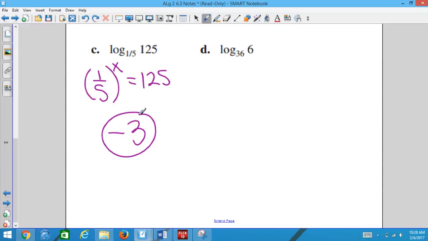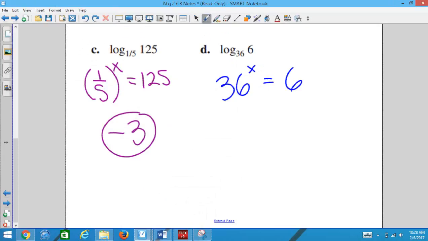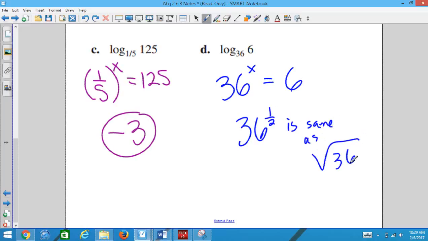Okay, last one. We've got 36 to some power equals 6. So we have to figure out what exponent is going to take 36 into 6. Is there something you know about 36 and 6? Square root. The square root of 36 is 6, so that's 0.5. Right. 0.5, or there's another way, yeah. Could you do 1/2 for the exponent? Remember, the exponent 1/2 is the same as square root of 36.